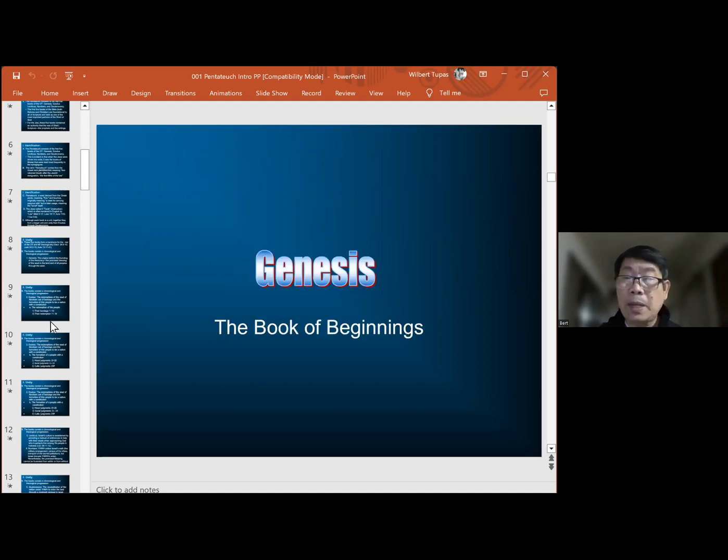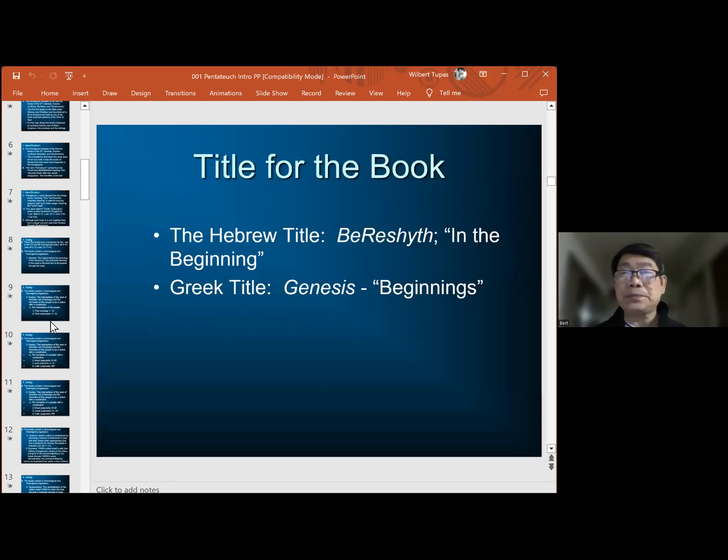But we will have some introductions in the book of Genesis. This is just an introduction to the book of Genesis, because we're going to study it thoroughly. We will give more time to the book of Genesis. The book of Genesis has its internal outline that is based upon the repetitions of the word Bereshit, in the beginning.